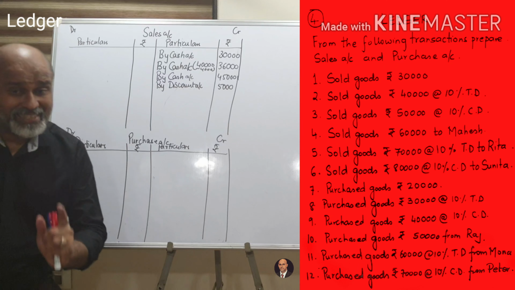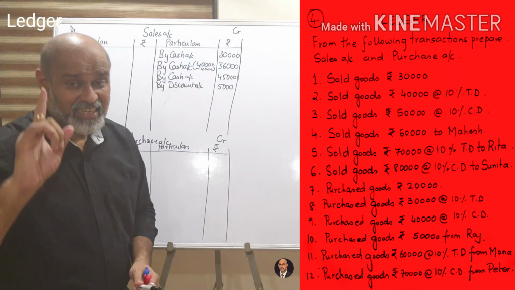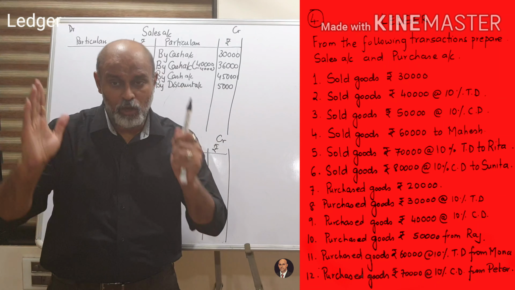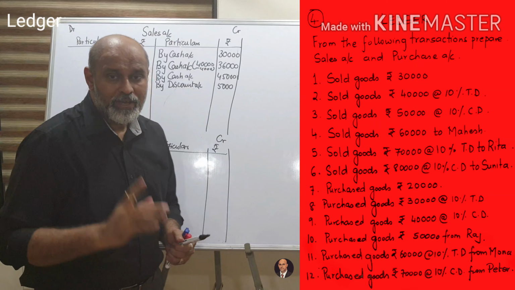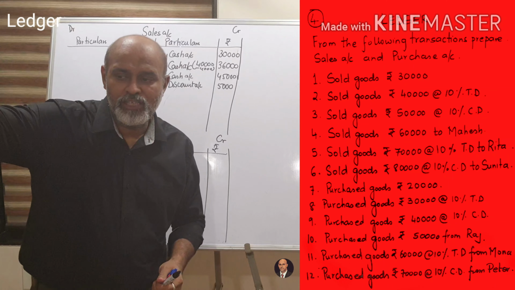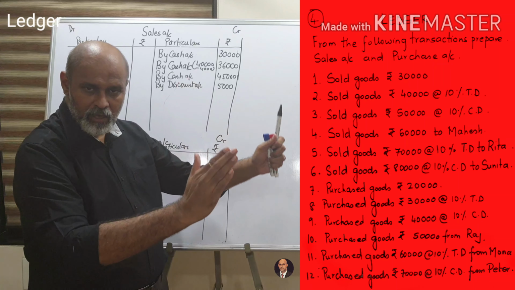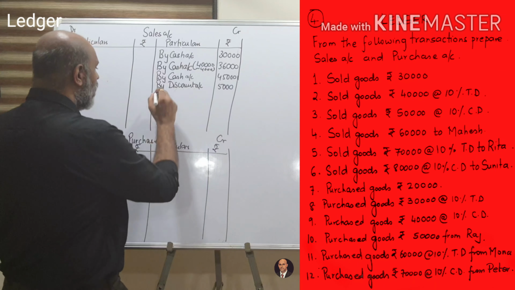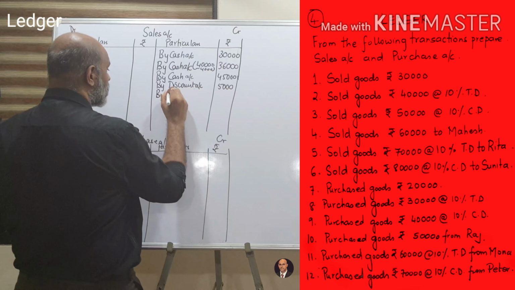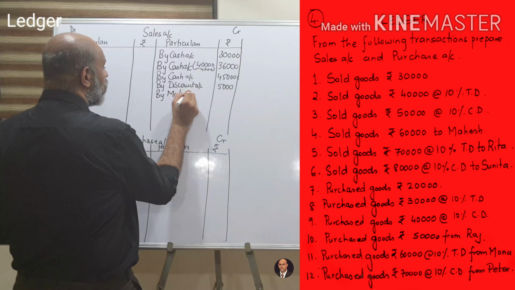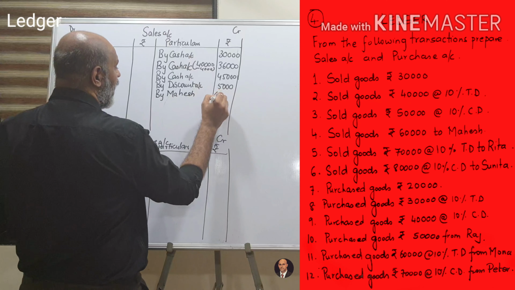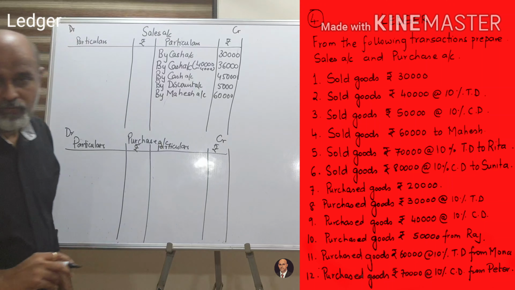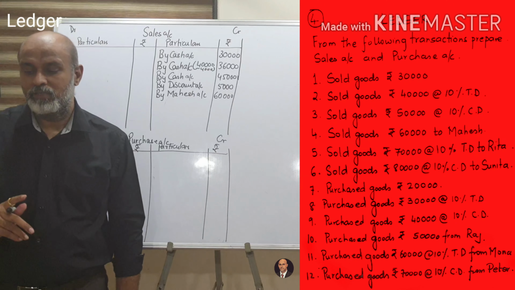Sold goods rupees 60,000 to Mahesh. This is a credit transaction. Mahesh is a receiver of the goods. So Mahesh account debit to sales. If I had opened Mahesh's account, I would have written to sales. Now I go to sales account, I go to the opposite side and write down by Mahesh. What do I write? By Mahesh, and the amount is 60,000.